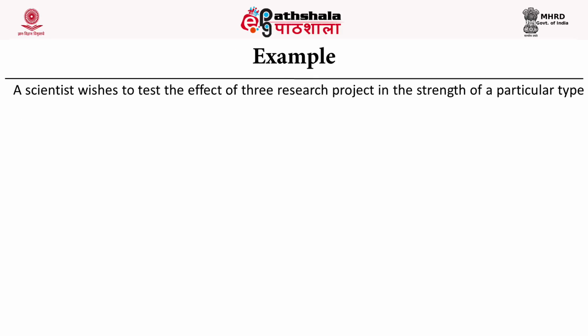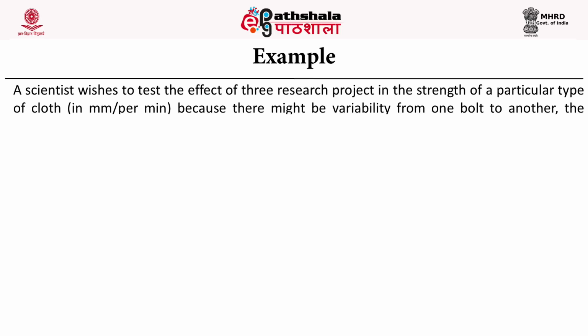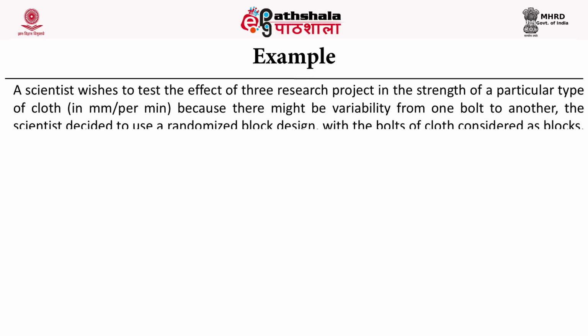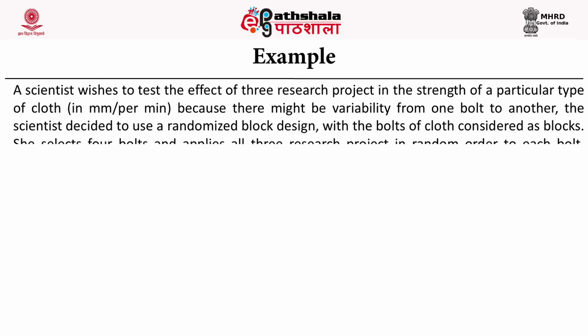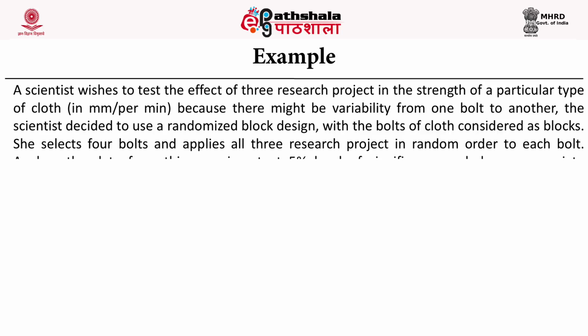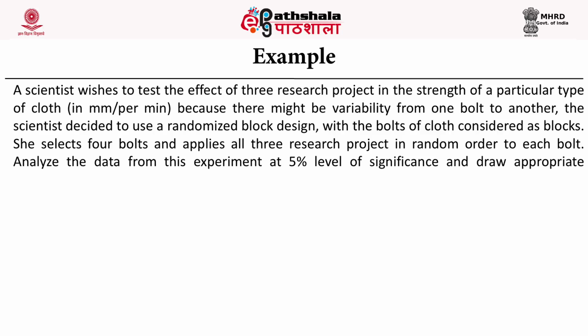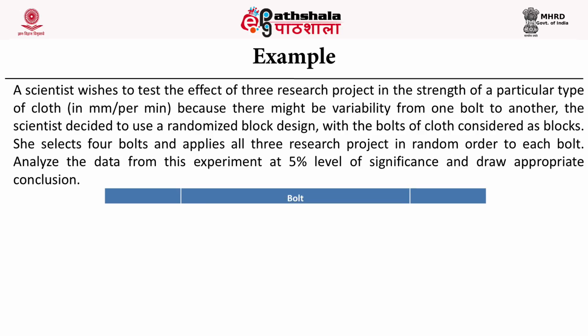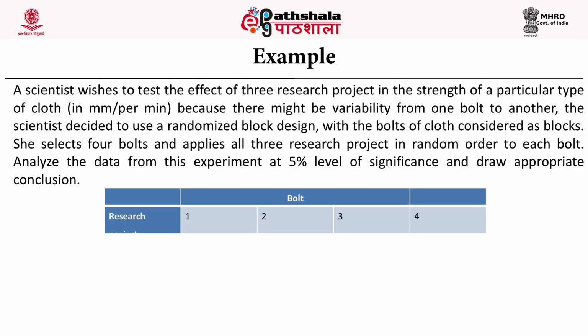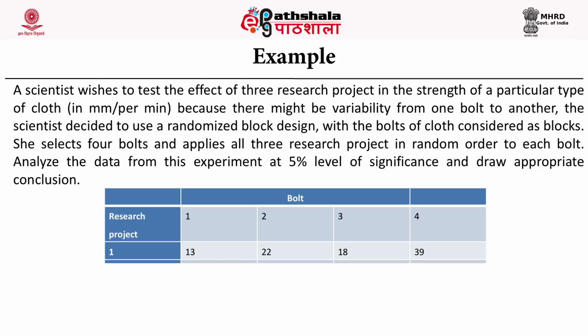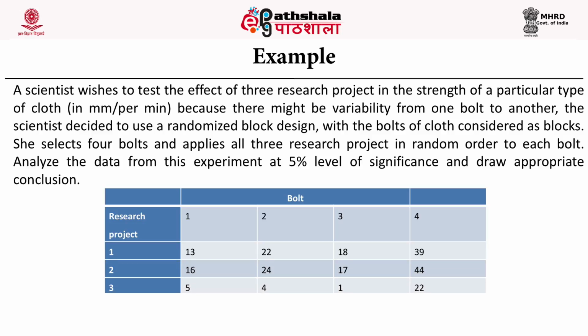A scientist wishes to test the effect of 3 research projects on the strength of a particular type of cloth. Because there might be variability from one bolt to another, the scientist decided to use a randomized block design with the bolt of cloth considered as a block. She selects 4 bolts and applies all 3 research projects in random order to each bolt. Analyze the data for this experiment at a 5% level of significance and draw an appropriate conclusion.